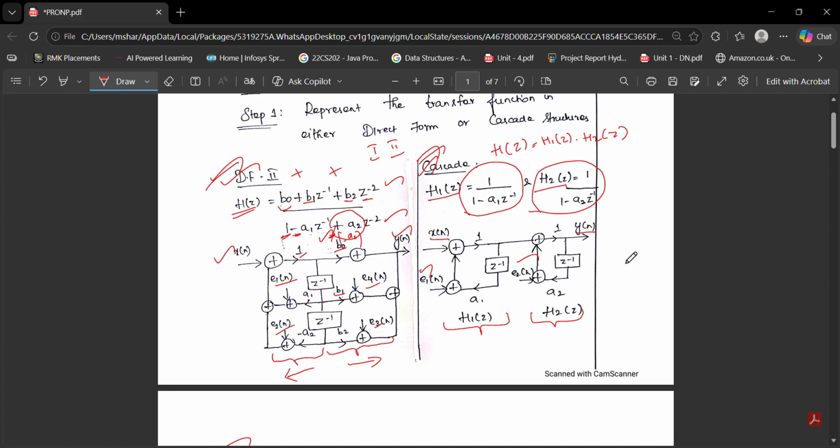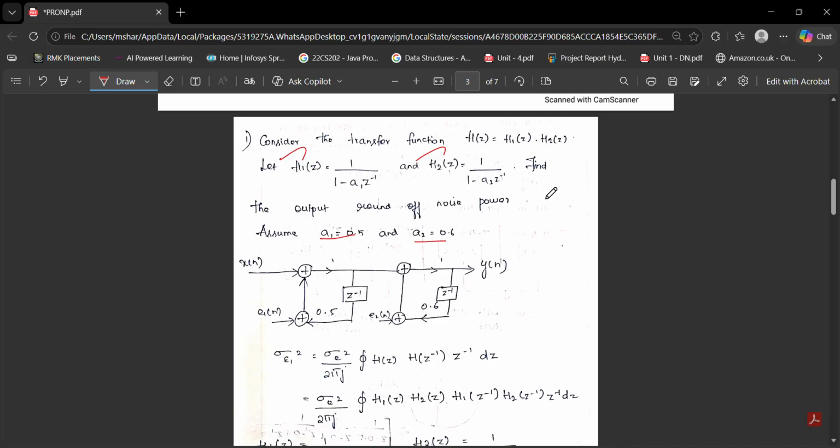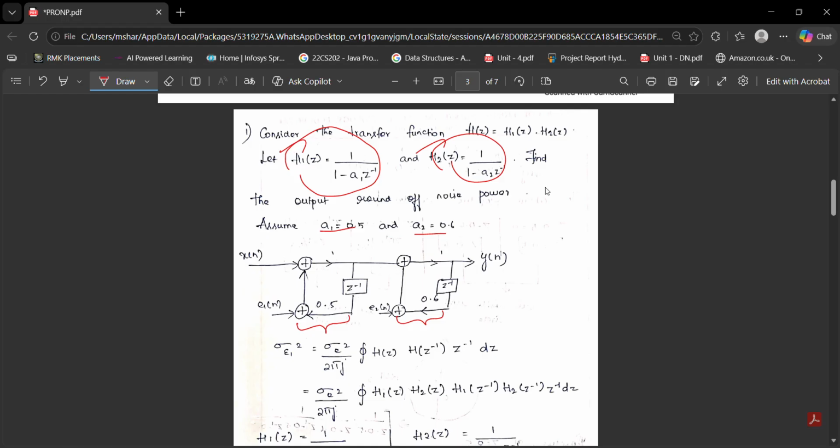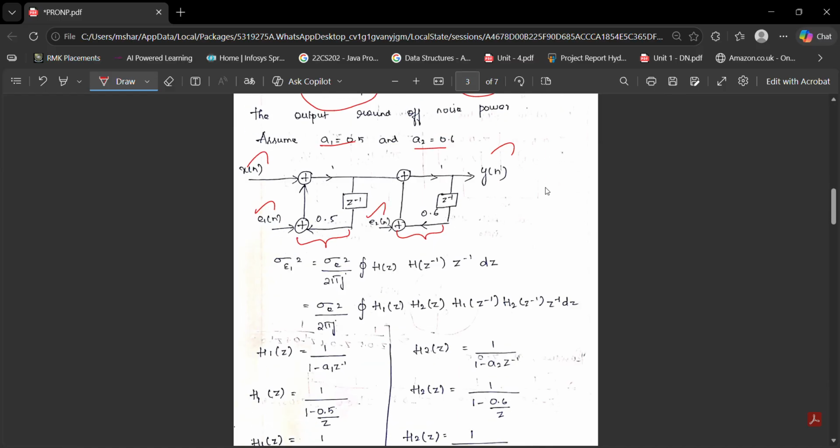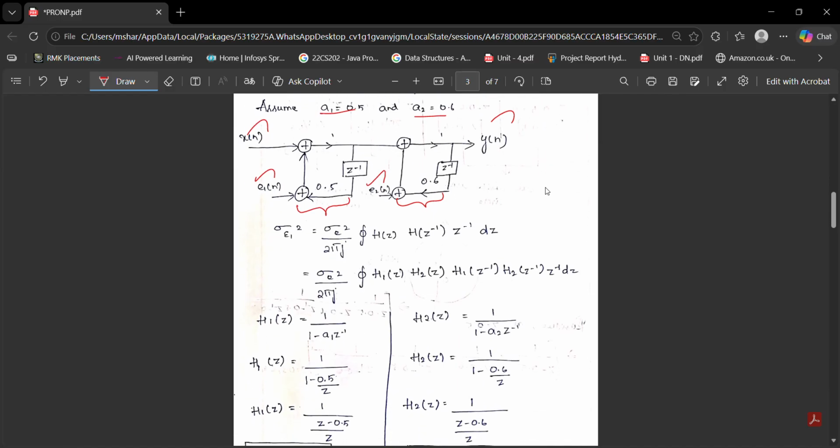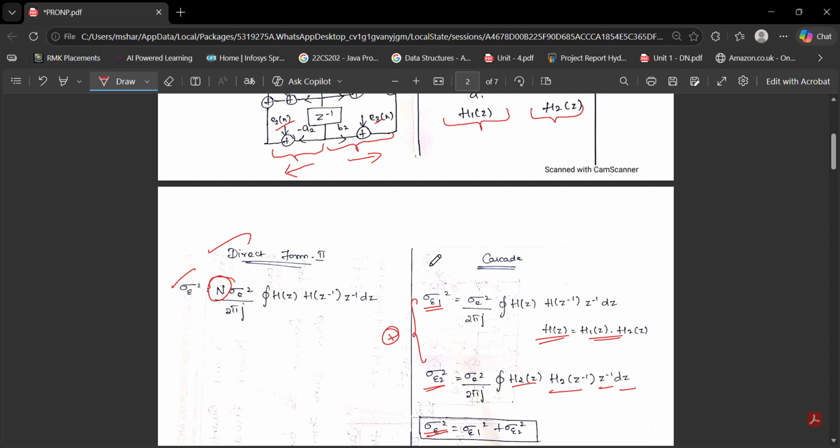First, we will be realizing it in the cascade form since there are two transfer functions. So H1 of z will go on the left hand side, and H2 of z will go on the right hand side. X of n will be the input, and y of n will be the output, and E1 of n will be an error factor, E2 of n will also be another error factor. Now for the cascade form, we will be following these two formulas.